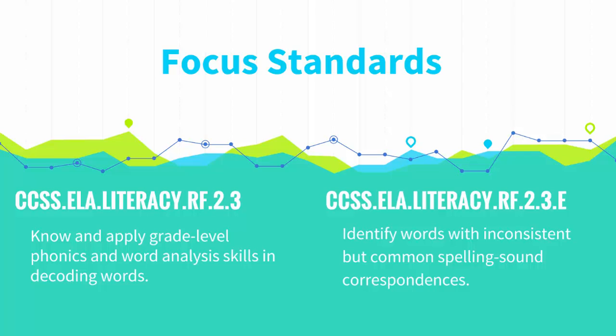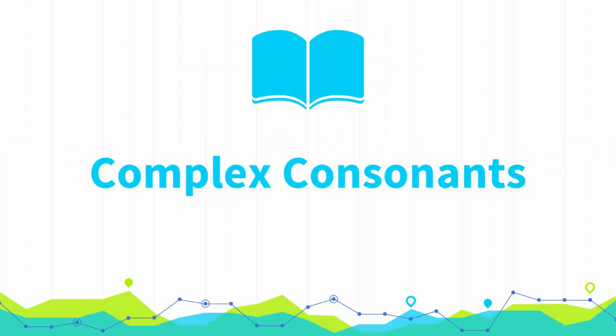The focus standards covered in this lesson are Reading Foundations 2.3, which is to know and apply grade-level phonics and word analysis skills in decoding words. The primary standard being covered in this lesson is Reading Foundations 2.3.E, which is to identify words with inconsistent but common spelling-sound correspondences. This video will provide information on how to decode words with complex consonants. This video will also provide a lesson plan that you can use to teach a small group of students struggling with this standard.